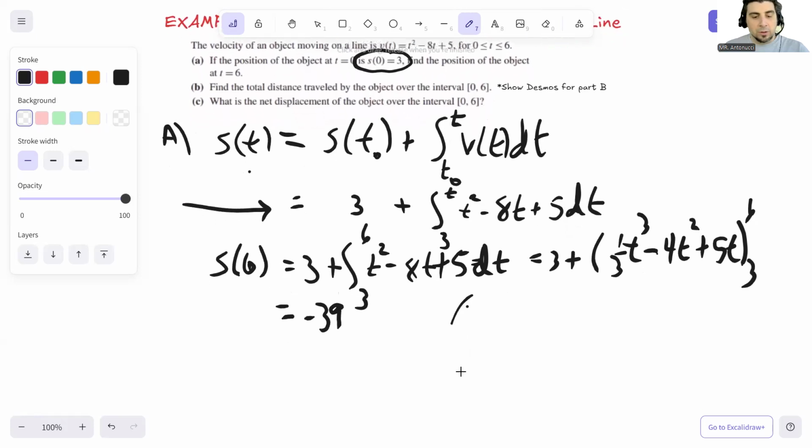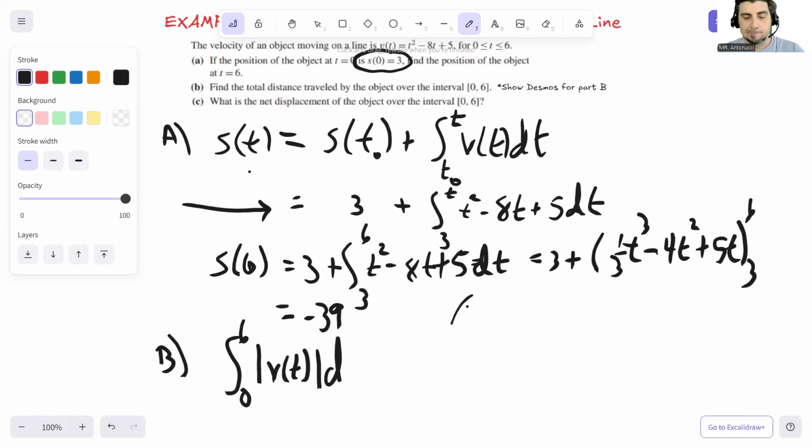So B, that's going to be the integral from 0 to 6 of the absolute value of v of t dt. And again, what we could do is factor this, figure out the intervals where the velocity is positive and negative over the interval from 0 to 6, and then break it up into separate integrals for those intervals. And then for intervals where the velocity was negative, take the absolute value of those, or the opposite of those, and then add them all together. However, we're just going to show you how to do this on Desmos real quick.